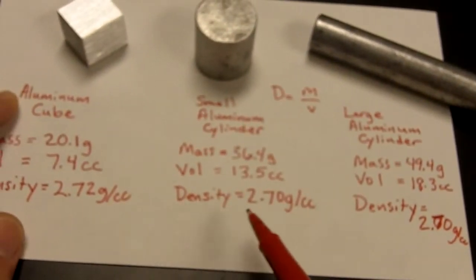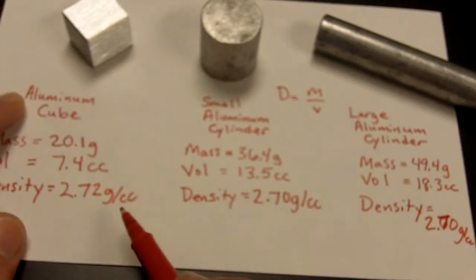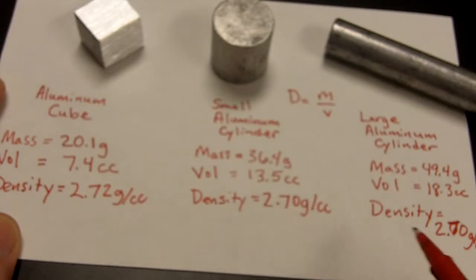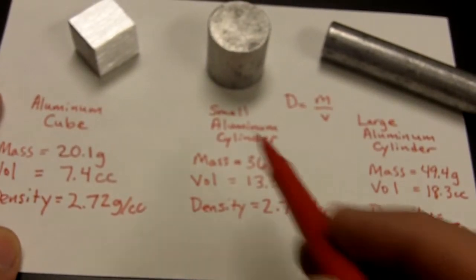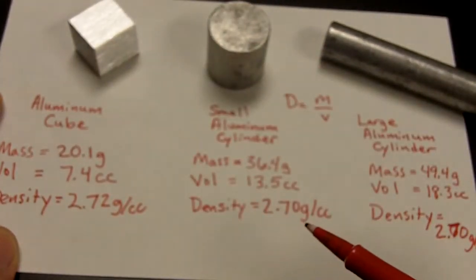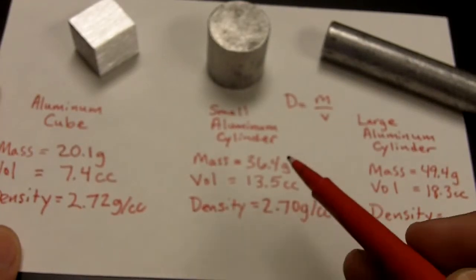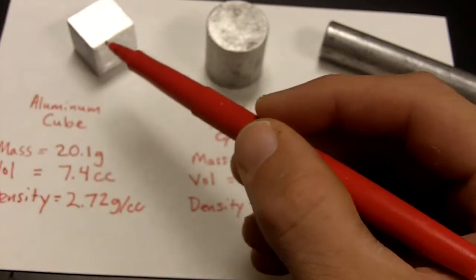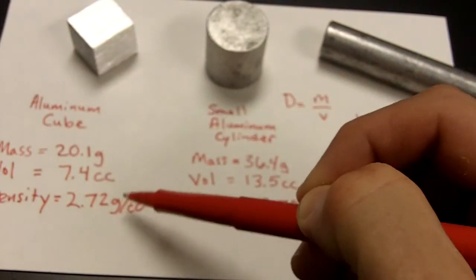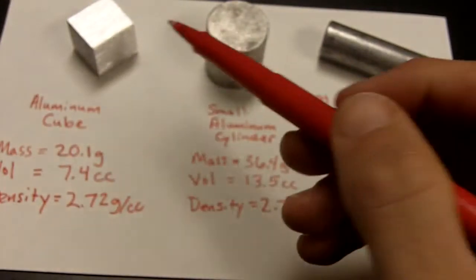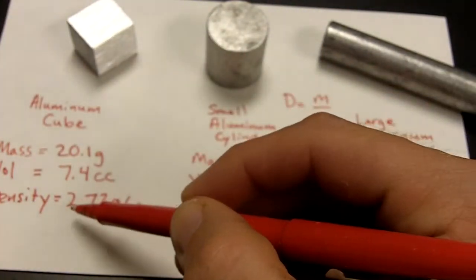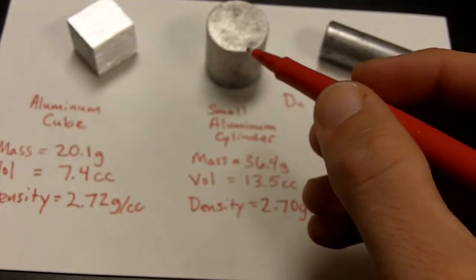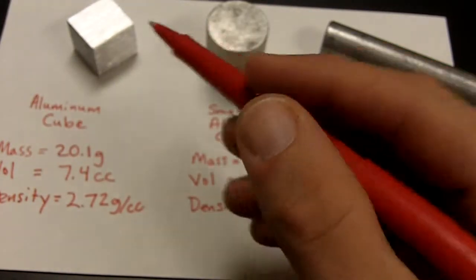Oh my gosh, they're almost all exactly alike. We've got a little bit of experimental error in our measurements, but they're almost exactly alike. How could that be? They're different sizes. How could they have the same density? Well, as you'll discover, density is a property of the material itself. What this answer means about aluminum is there is about 2.7 grams of mass for every cc.